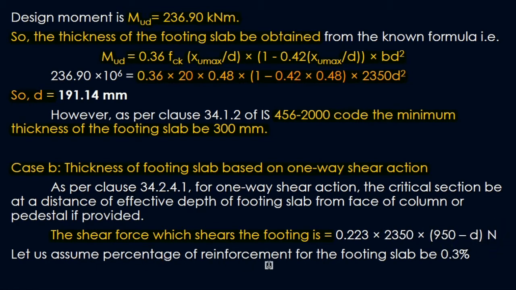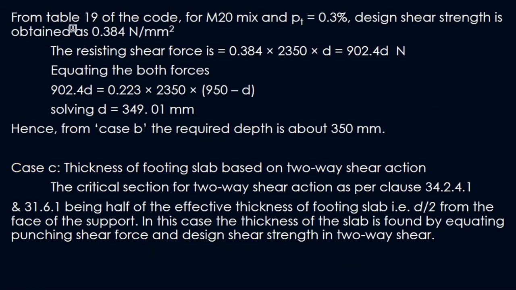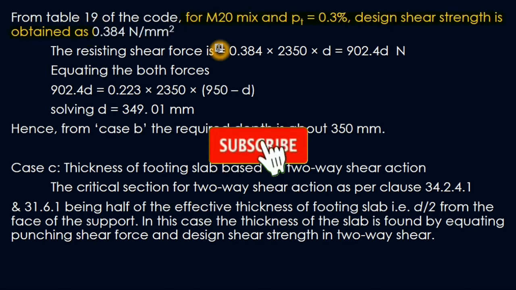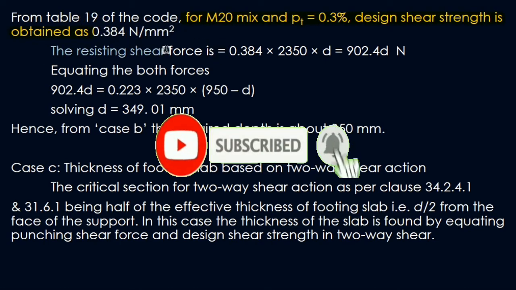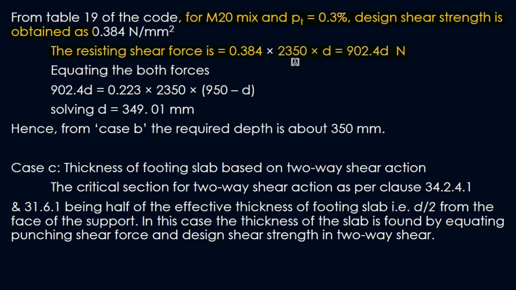This is the formula. Let us assume the percentage of reinforcement of the footing slab is 0.3. So from Table 19 of the code, for M20 and percentage of steel 0.3, the design strength obtained is 0.384 Newton per mm square. Resisting shear force is 0.384 into 2350 into D, equals 902.4 D N.